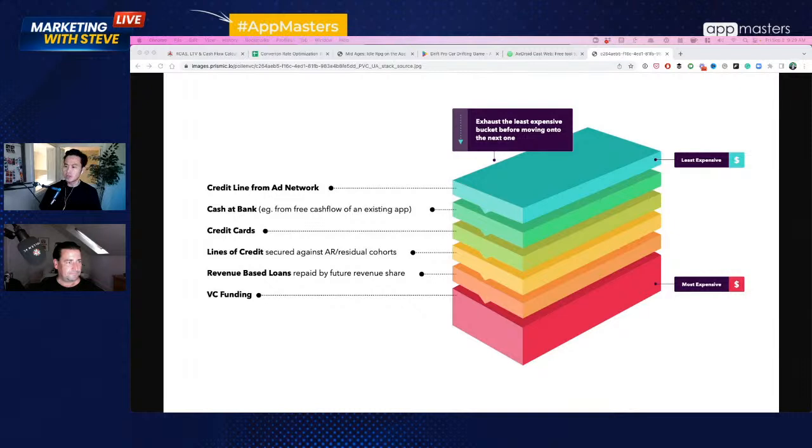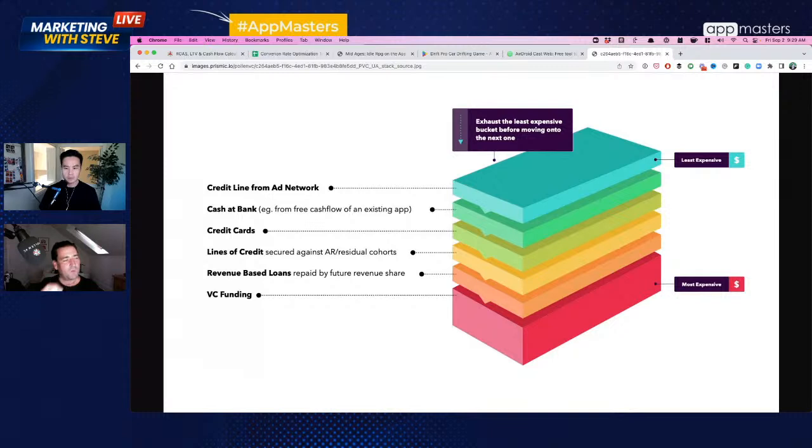Hey, Martin, where do you guys fall right here? Where does Pollen fall? Is it the revenue-based loans that you guys fall in here? A little bit above that. So the lines of credit. What we do as a business, we pull in data from all the app stores and all the ad networks, and we work out what has been earned but not paid. And you can borrow as much as you want as of the very next day. So it's very, very quick.